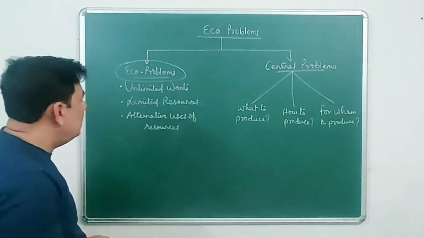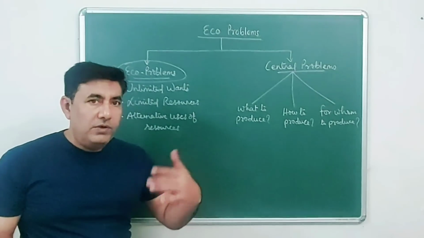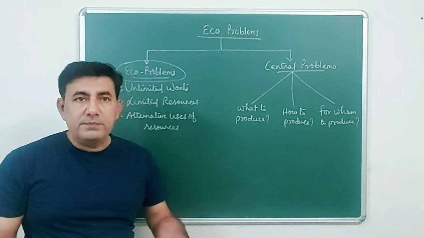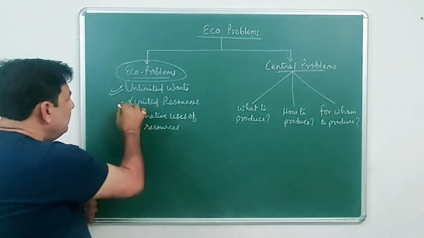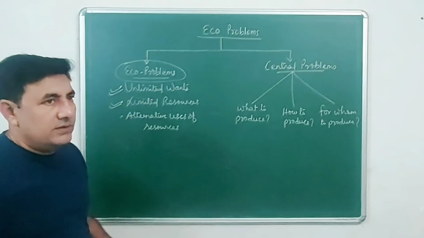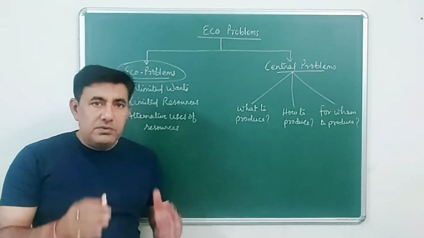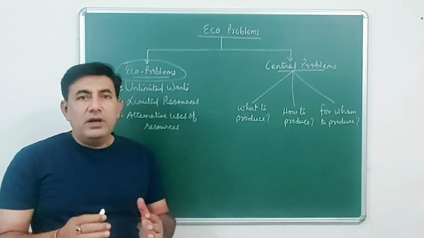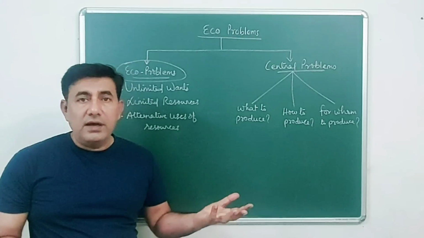Okay, so the first one is unlimited wants. We have unlimited wants. When one want is satisfied, another crops up. So we human beings are very greedy people. Then comes limited resources. Whatever resources we have, the minerals, water, the raw materials, everything is limited in supply. They are scarce, but our wants are unlimited.